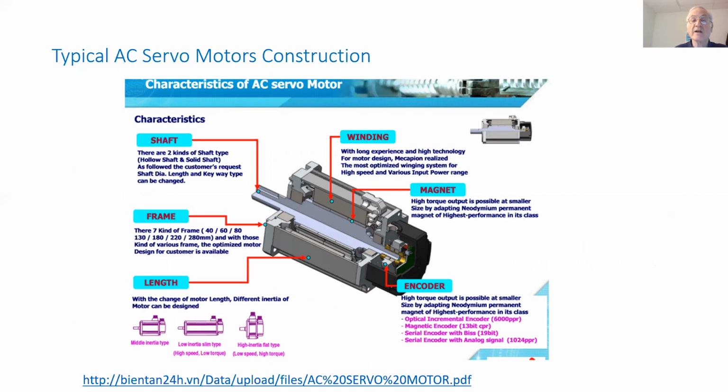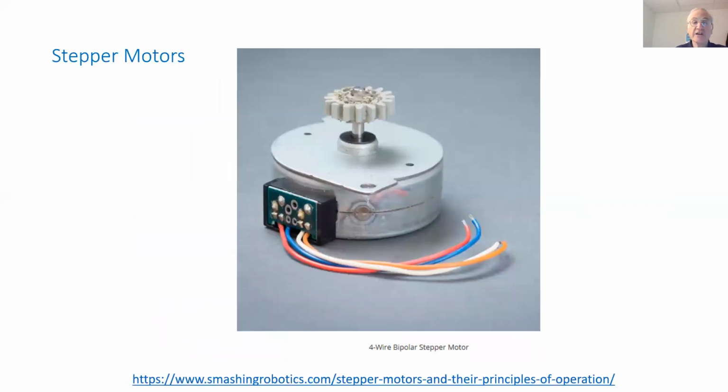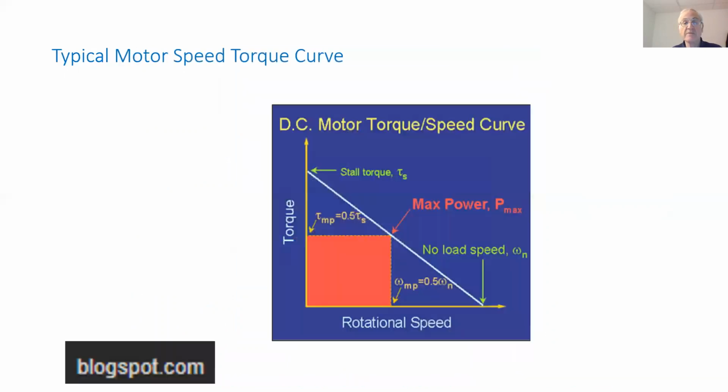Then we have the winding on the stator here. And then we have an encoder in the back. They come in various lengths and also frame sizes. Here's an example of a simple low-cost stepper motor.